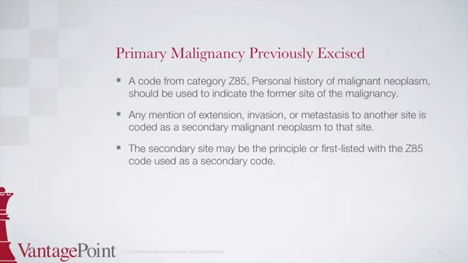When a primary malignancy has been previously excised or eradicated from its site, and there is no further treatment directed to that site, and there is no evidence of any existing primary malignancy, a code from category Z85, personal history of malignant neoplasm, would be appropriate. However, if documentation indicates extension, invasion, or metastasis to another site, this is coded as a secondary malignant neoplasm. If the primary malignancy is totally eradicated, you would also code the secondary malignancy with a Z85 code.